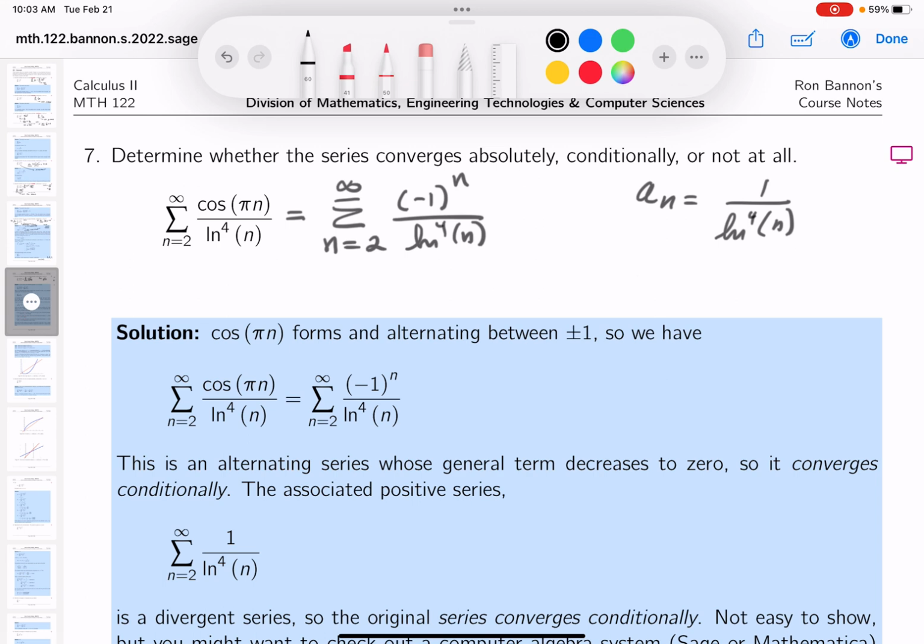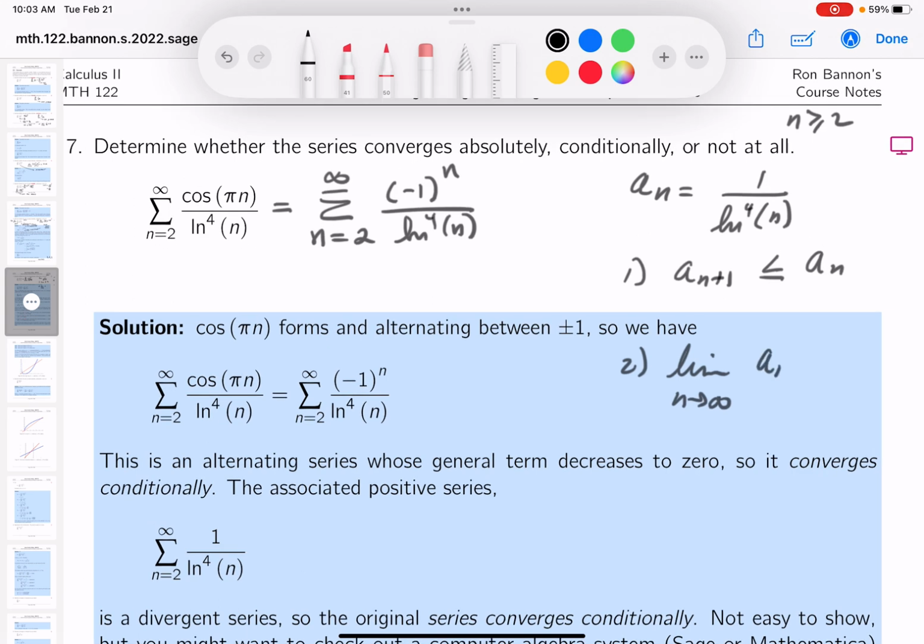And what do I know about this? Certainly, it's going to do nicely with the alternating series test. I know a_{n+1} is less than or equal to a_n, and again, this is for n greater than or equal to 2. And I know the second thing, the limit as n goes to infinity of a_n is equal to 0. So at minimum, I know it's conditionally convergent. At minimum, I know that. My problem is the absolute convergence part of it.